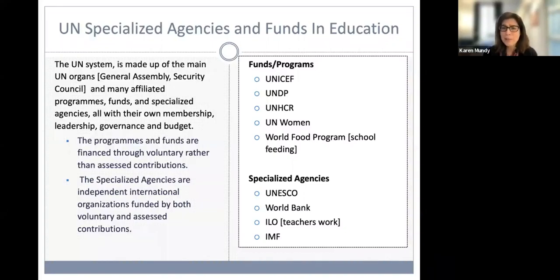And then the International Labour Organization, which is really focused on labor and trade, but it does have this very strong component on teachers' work. And then the International Monetary Fund, which really has never had an education-specific technical role, but of course, because it helps governments establish the terms under which they get large-scale loans during economic crisis, the IMF ends up shaping the way governments spend on education.